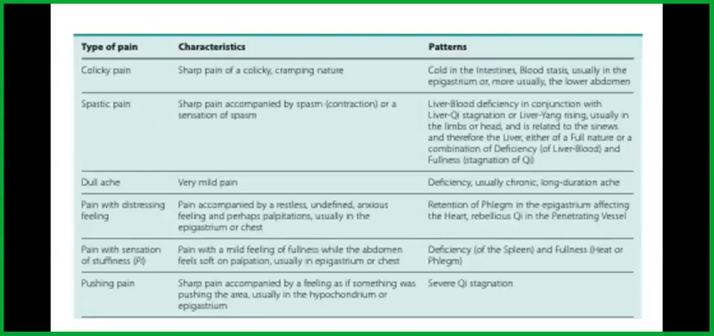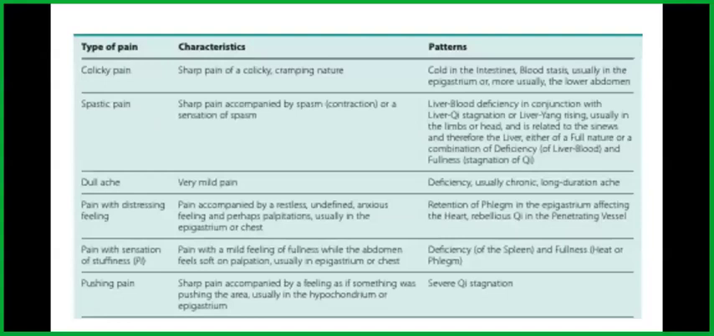Next is pain with distressing feeling. That's a pain accompanied by a restless and undefined anxious feeling and perhaps palpitations, usually in the epigastrium or chest. That's a pattern of retention of phlegm in the epigastrium affecting the heart and rebellious Qi in the penetrating vessel. Next is pain with a sensation of stuffiness. It's a pain with a mild feeling of fullness while the abdomen feels soft on palpation, usually in epigastrium or the chest. That's a deficiency of the spleen and fullness of heat or phlegm.